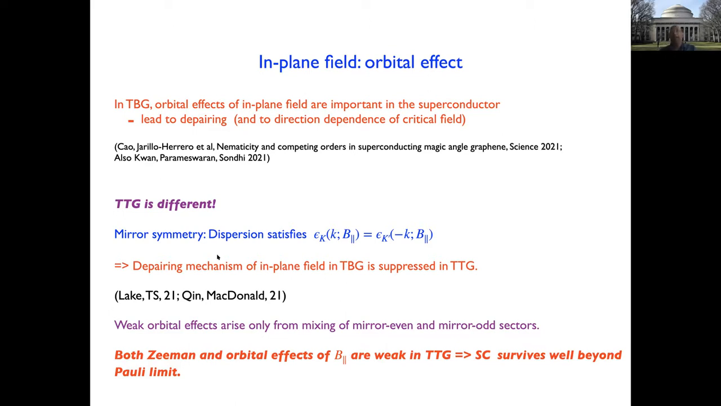Okay. Now there will be weak orbital effects that arise from mixing of mirror even and mirror odd sectors, but the dominant effect that kills superconductivity within an in-plane field in TBG is no longer there in TTG. So both Zeeman and orbital effects of B parallel are weak in TTG, and therefore superconductivity survives well beyond the Pauli limit. And this also explains why there's a difference with TBG.